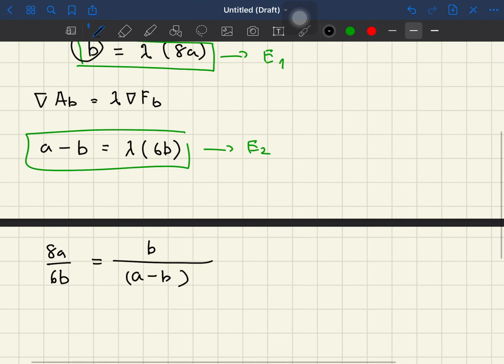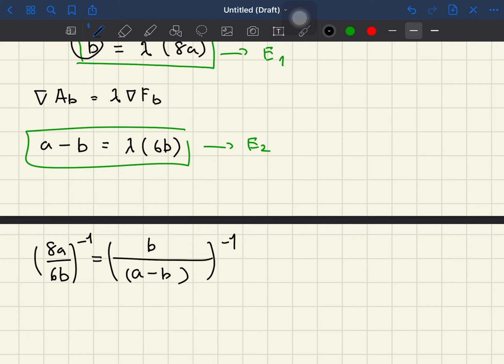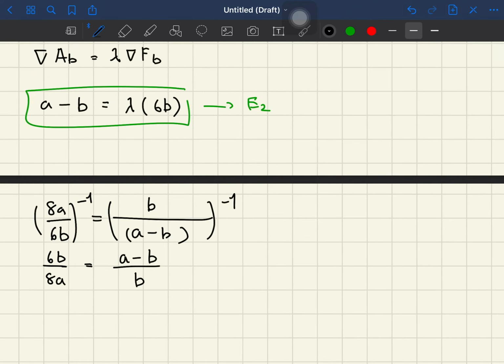And I want to inverse it on both sides, by raising it to the power of -1, and I will get 6b over 8a equals a minus b over b. As you can see, you have a ratio of a to b and then b to a here because of the fraction. And at the same time, I can simplify this into 3 over 4 times b over a equals a over b minus 1.